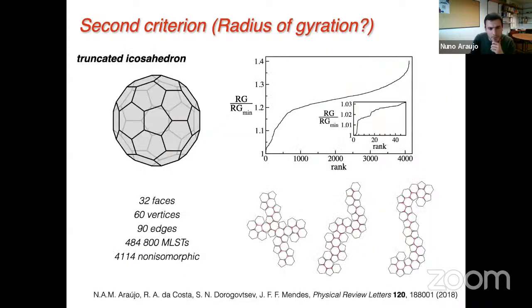And here is just an example for the soccer ball, where you have of the order of 4,000 non-isomorphic structures. In that case, if you plot the ratio between the radius of gyration and the minimum value that you can get, the optimal case, you clearly see that even when you take the 4,000 different maximum leaf spanning trees and rank them based on the radius of gyration, even if the number of vertex connections is the same, the radius of gyration strongly depends on the net that we are looking at.